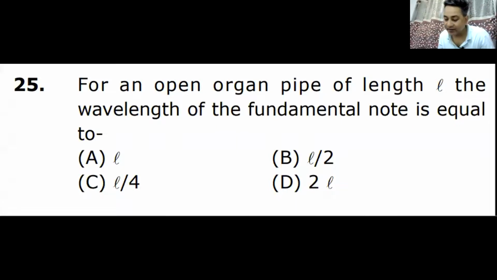And this is the first one that comes up. For an open organ pipe of length L, the wavelength of the fundamental note is what? These are the questions that are going to come. The more you practice, the better you are going to become. This is question number 25, taken from your sheet, and I'm waiting for your answers. It's an open organ pipe. Remember, in an open organ pipe you have antinodes at open ends. If you remember the configuration, if you remember the diagram, you should be able to give me the answer for this one. What is the answer here?